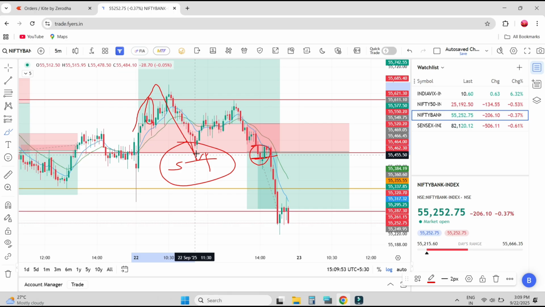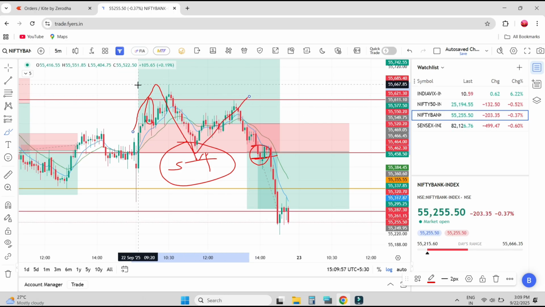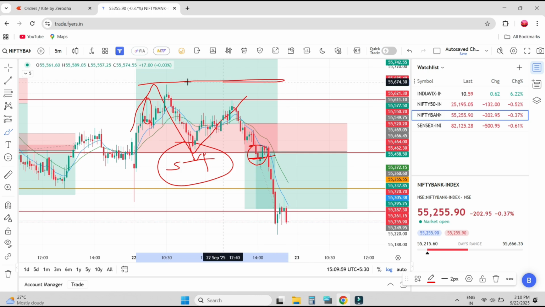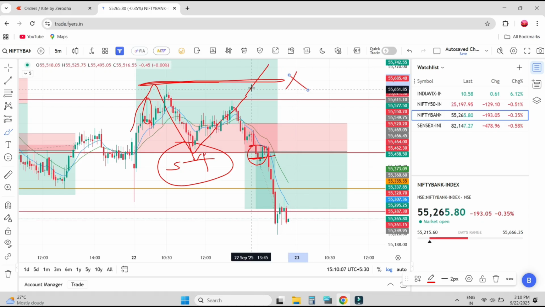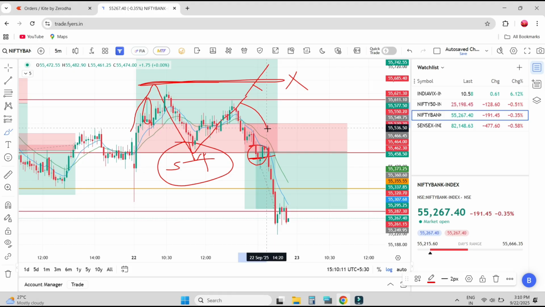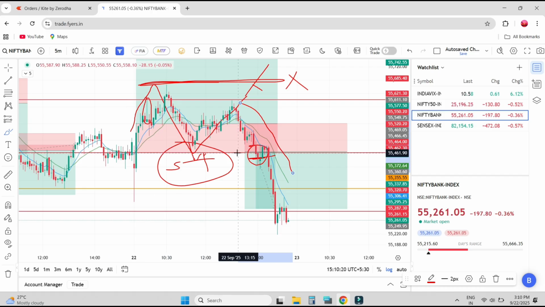Then it tried to go back. Once it came to this level, I was in doubt that it may not go, and the same thing, it could not reach the morning high. I was waiting, very difficult, so the breakout did not happen. I did not close my trade. Even though I was in profit, I was waiting for my stop loss. Finally, it hit my stop loss at this level, around 55,450.